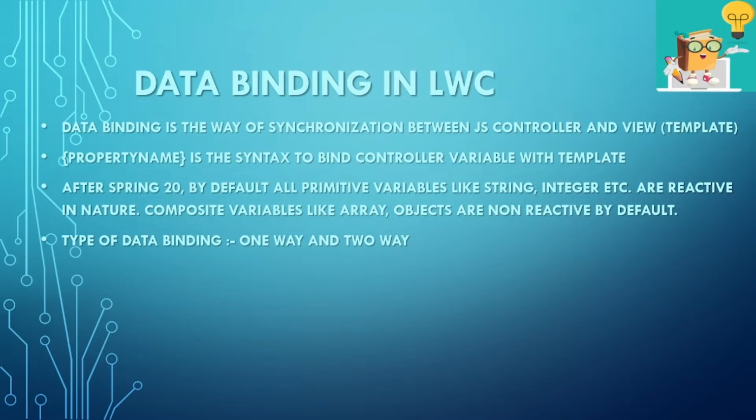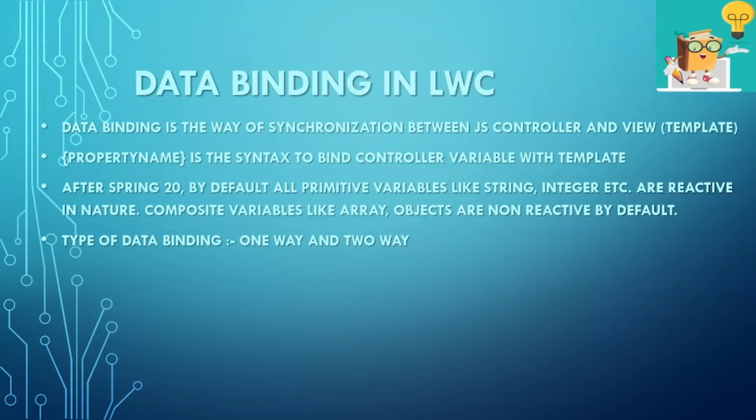So let's say you have certain data which is present in your JavaScript controller, or let's say you have some attribute which is holding some values and you want to showcase that on your UI or on the template. To do so, you will need a way of passing the data from JavaScript controller to the HTML template. So that is called data binding, where you are passing the data from JavaScript controller to showcase on the UI.